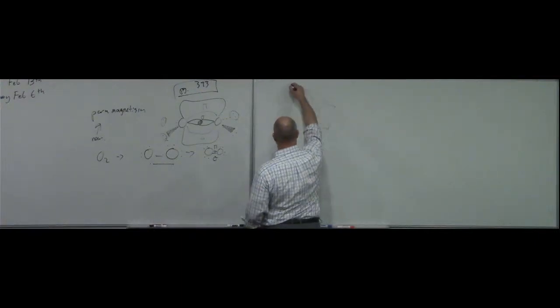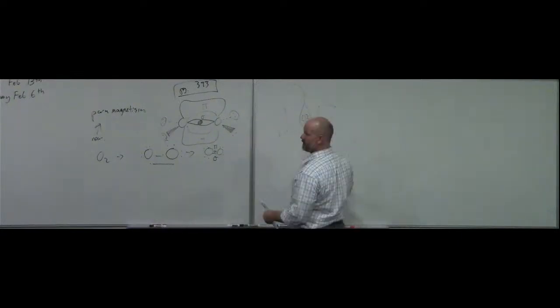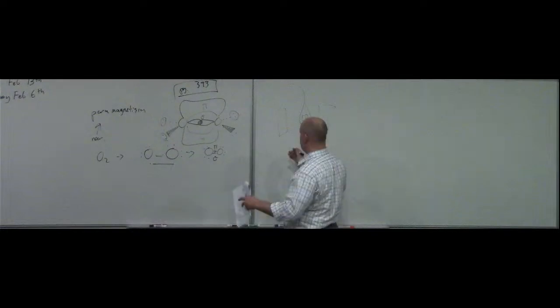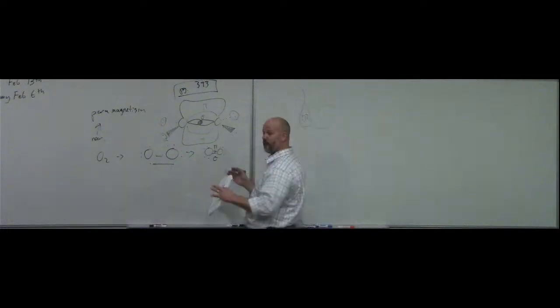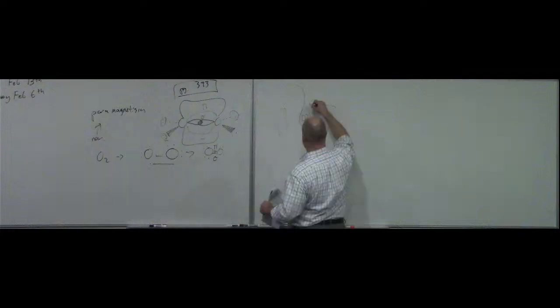Right. So here's a big old drop of O2. When it hits between these plates, it will stop falling. You can only do that if it's able to start functioning as a magnet. This is an example of paramagnetism.